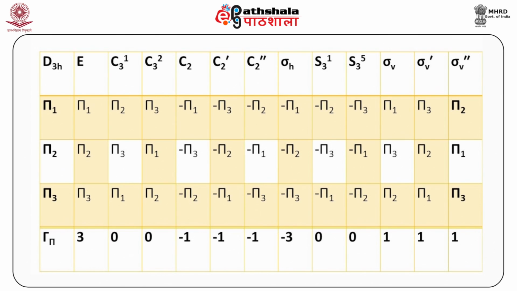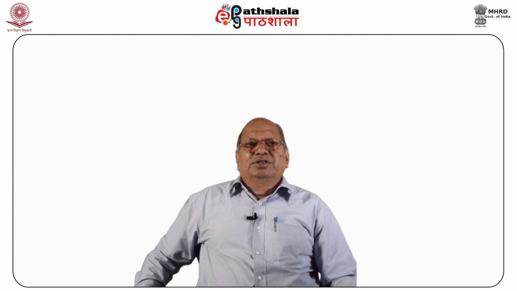And again, as I told you, if the pi orbital is not shifted, only its direction is reversed, that is, it remains at the same place, then it contributes minus 1. And following the standard reduction formula, tau pi so obtained can be reduced to A2 double dash and E double dash. We now have to develop SALC corresponding to A2 double dash plus E double dash irreducible representation only.